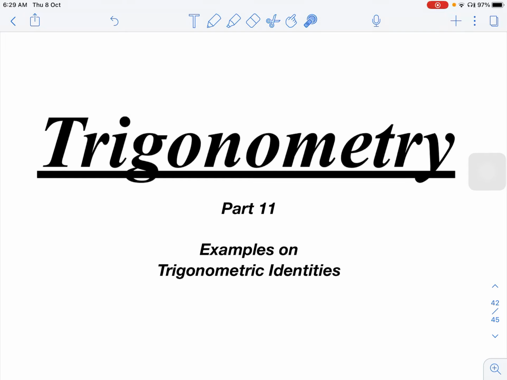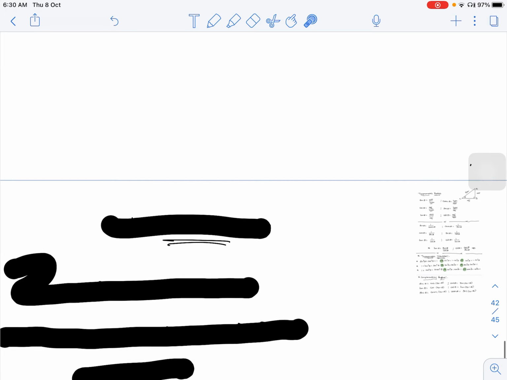So, hello students. Today we are going to learn part 11 of chapter number 8, that is trigonometry of class 10. In this part we are going to solve some examples on trigonometric identities. Already we have learned what trigonometric identities are. In the previous period we have seen some formulas. So in this period, by using all those formulas, let us solve some examples.